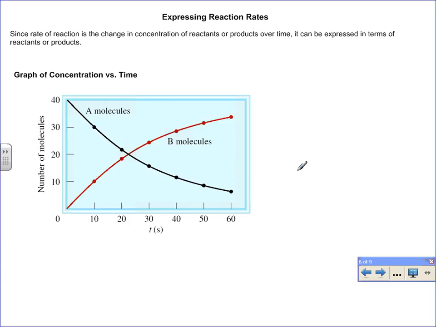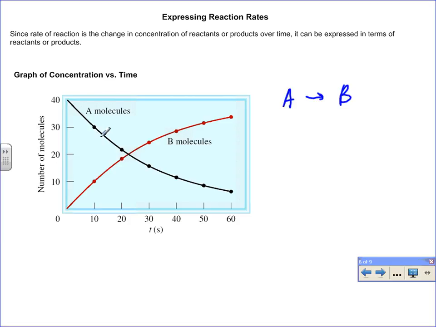Now, because reaction rates are monitoring the concentration with respect to time, we can look at this graphically. If we look at this particular reaction of A molecules going to B molecules, we can monitor the number of molecules over time. So in the first 10 seconds, we've consumed 10 molecules of A, and we've produced 10 molecules of B, which reflects this 1-to-1 ratio that I have right now.